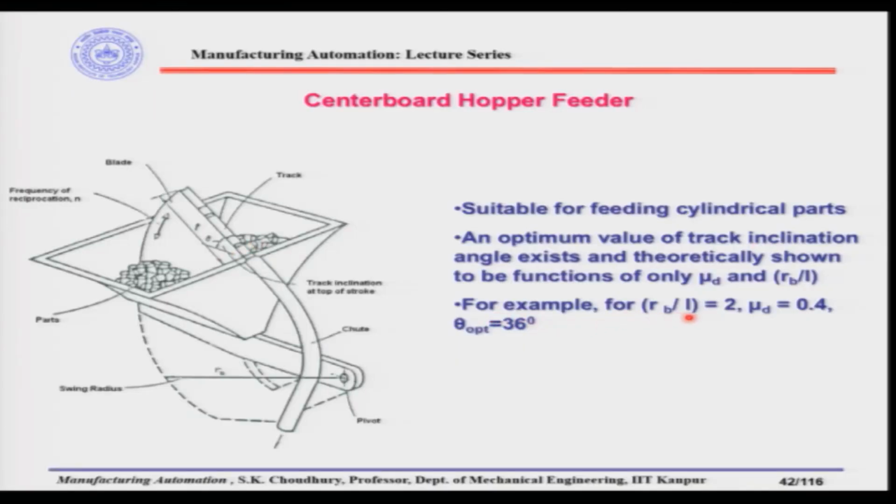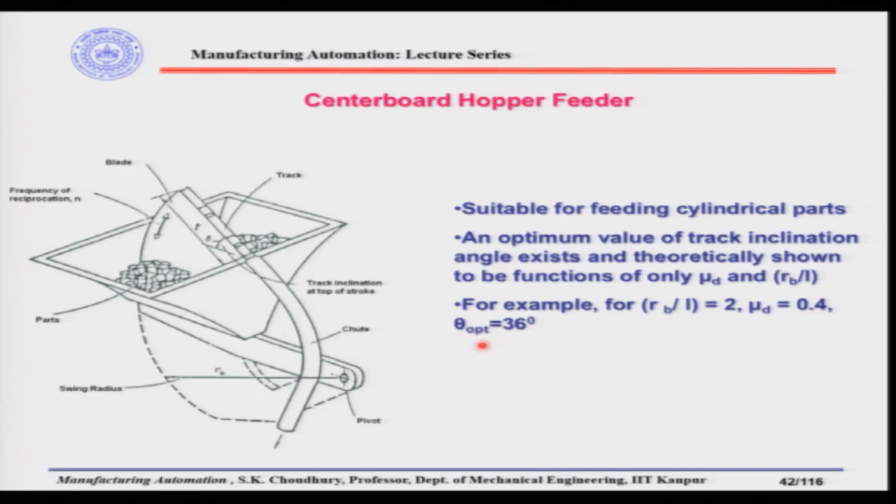For example, for RB by L equal to 2, what is RB? It is the swing radius, from here to here, this is RB, and small l is the length of the track. So, RB by L is equal to 2 and the dynamic coefficient of friction is equal to 0.4. The optimum angle is around 36 degrees. These are given experimentally; there is a calibration curve, and from it you can find out the optimum angle for the values of RB divided by L and mu d.